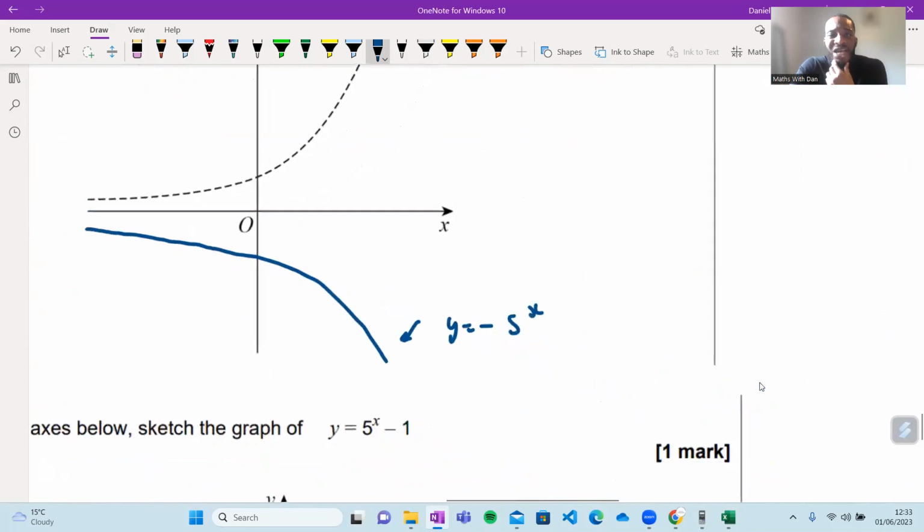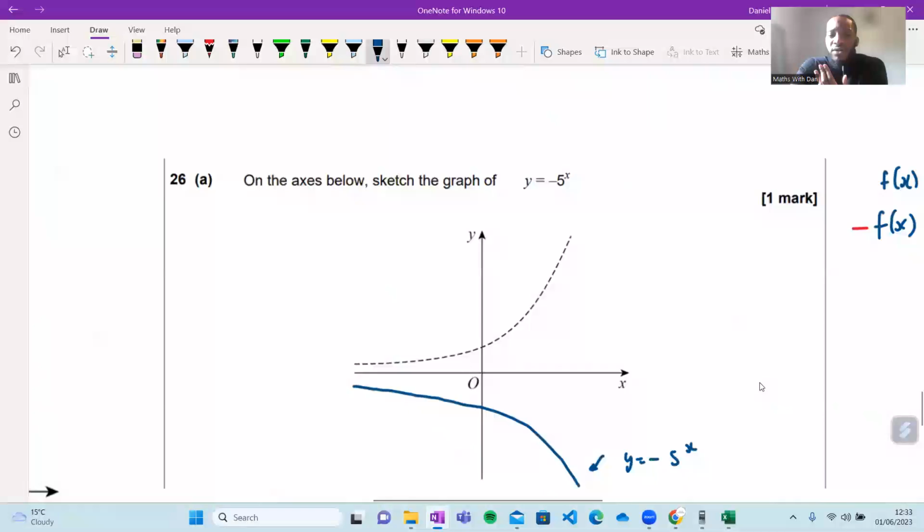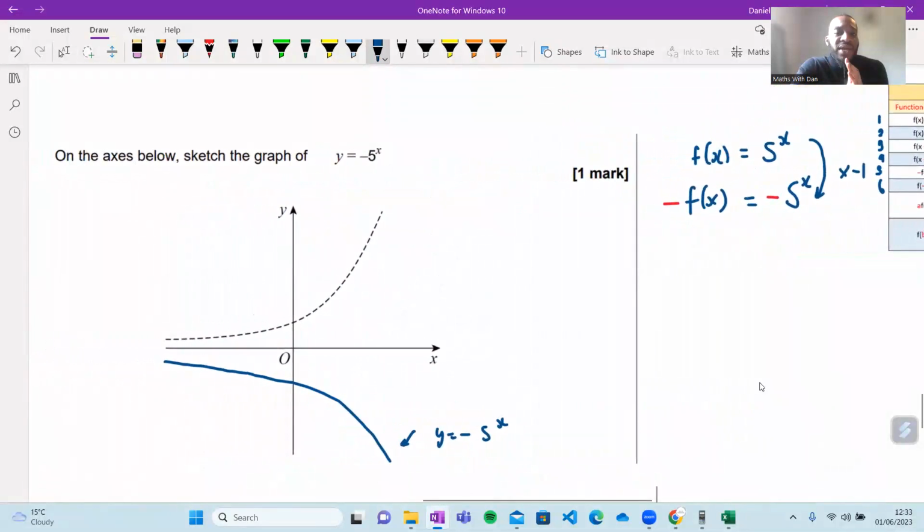Does that make sense, guys? That's why it's 1 mark. You just need to know your rules. Anybody have any questions on that just before we go to part B? Is that clear?